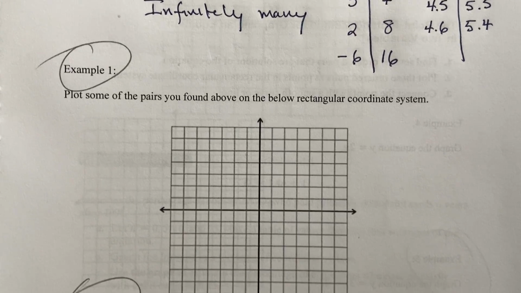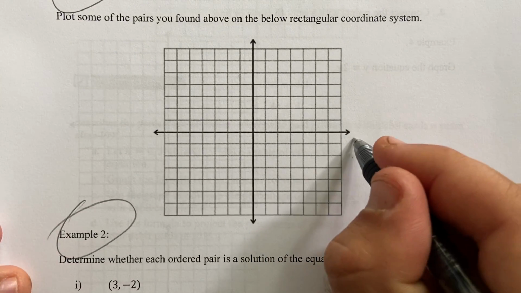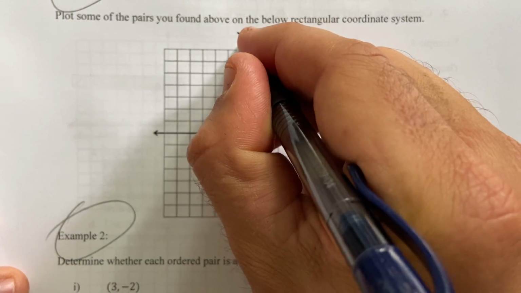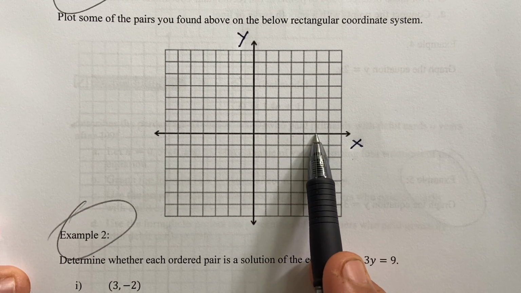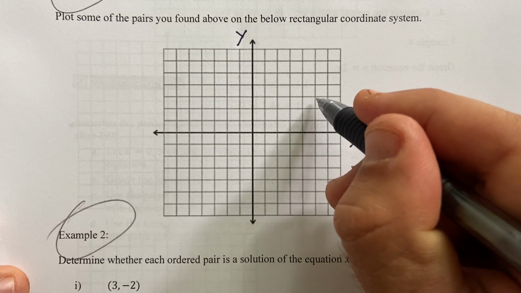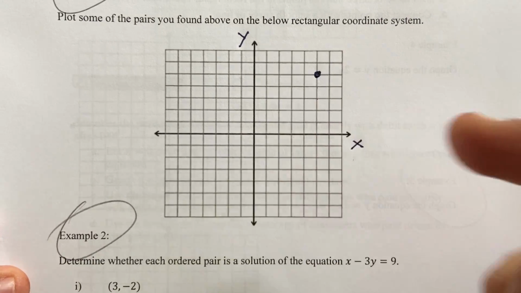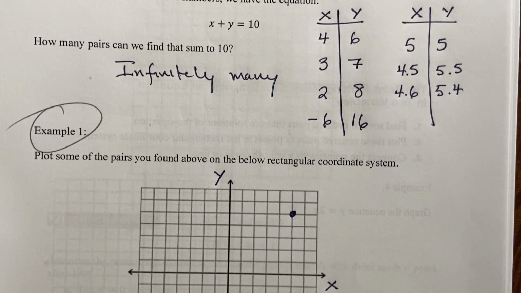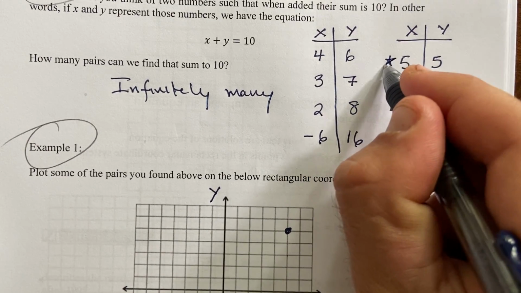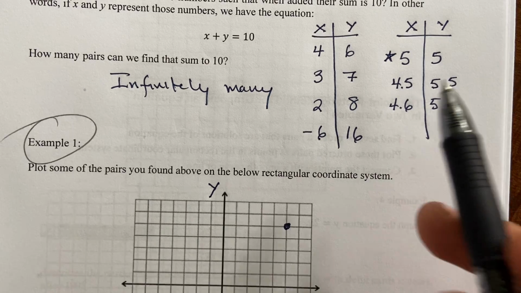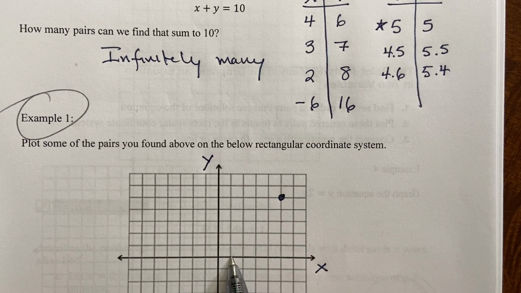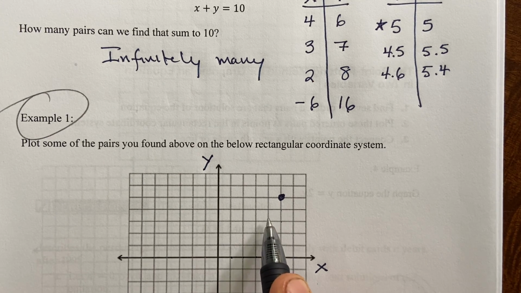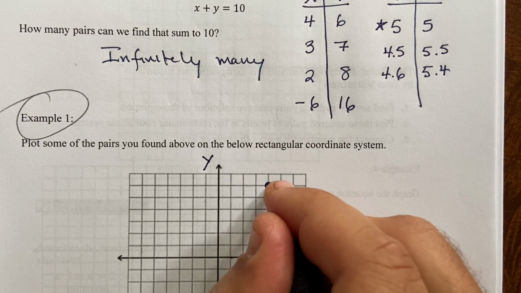If we plot some of these pairs, so we had one here, I'm going to treat this like my x, this like my y. So we had one solution that was 1, 2, 3, 4, 5 in x, and then 1, 2, 3, 4, 5 in y, right? That point right there is this point right here. Okay, so you can plot other ones. So what if I plot 4, 6? So 4, 6, I count 1, 2, 3, 4 in the x direction, and then 1, 2, 3, 4, 5, 6 in the y direction.